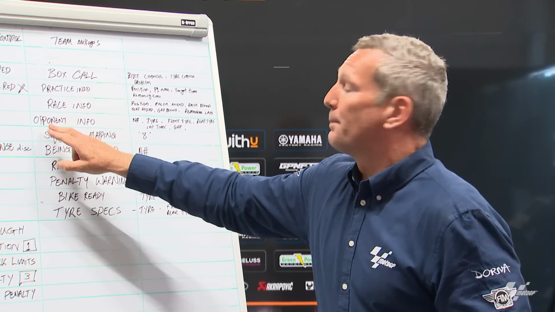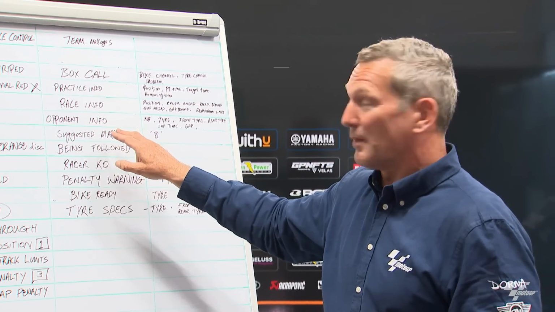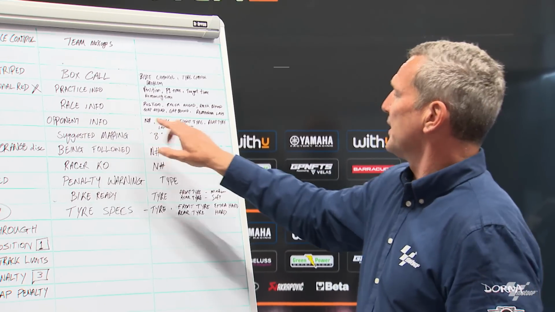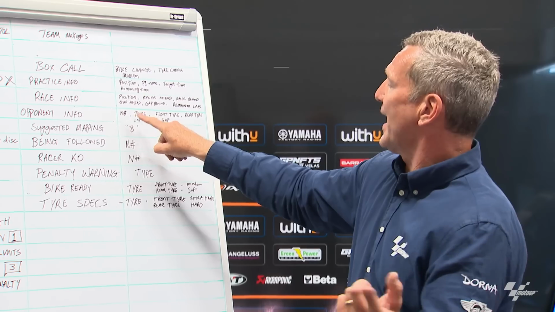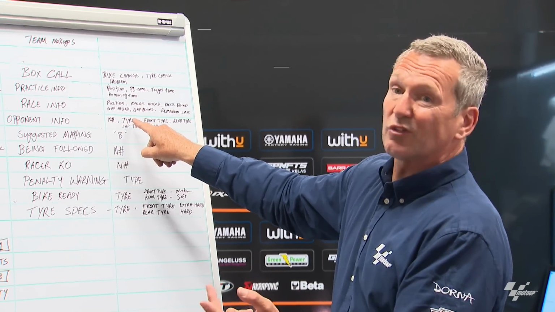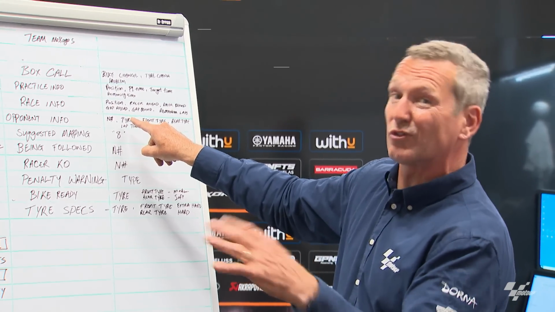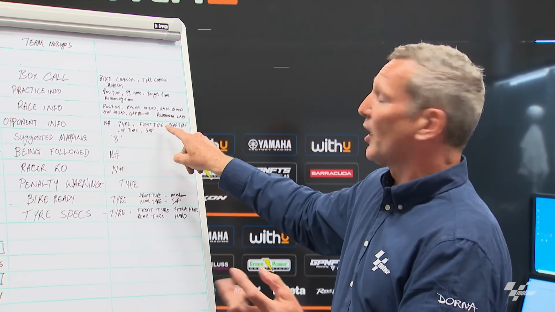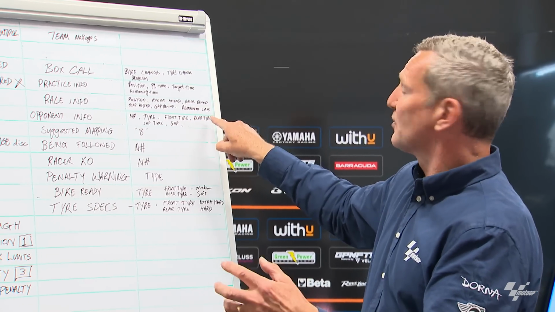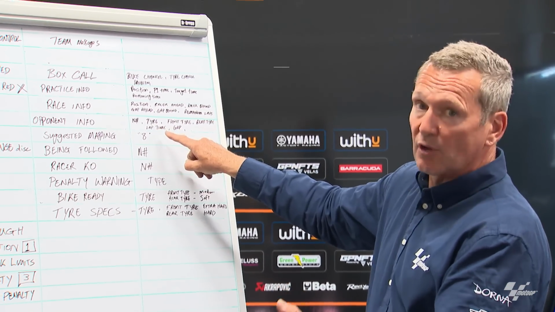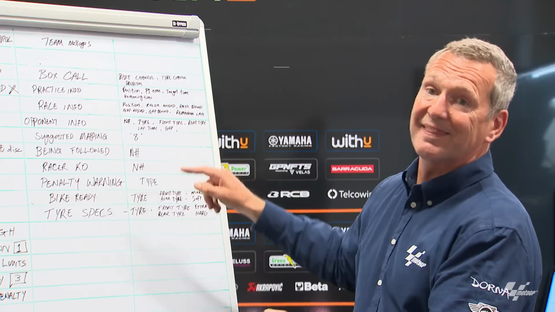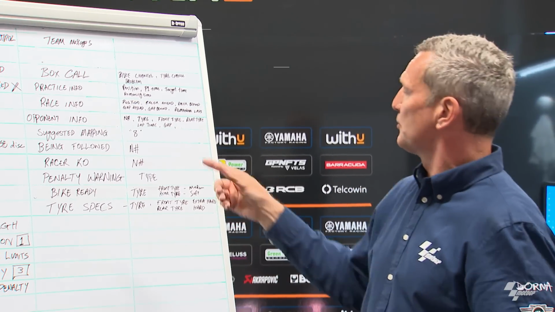Okay, then we've got information about the opponent. The possible information they can send is the number of the opponent, and the information can be what tyre, whether he's running wets or dries. Front tyre compound, rear tyre compound, the lap time the opponent's doing, and the gap from him to you.